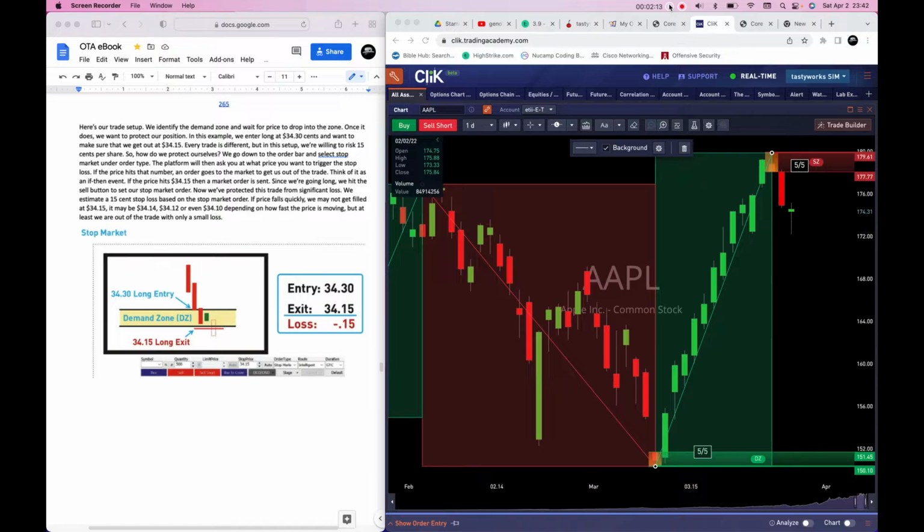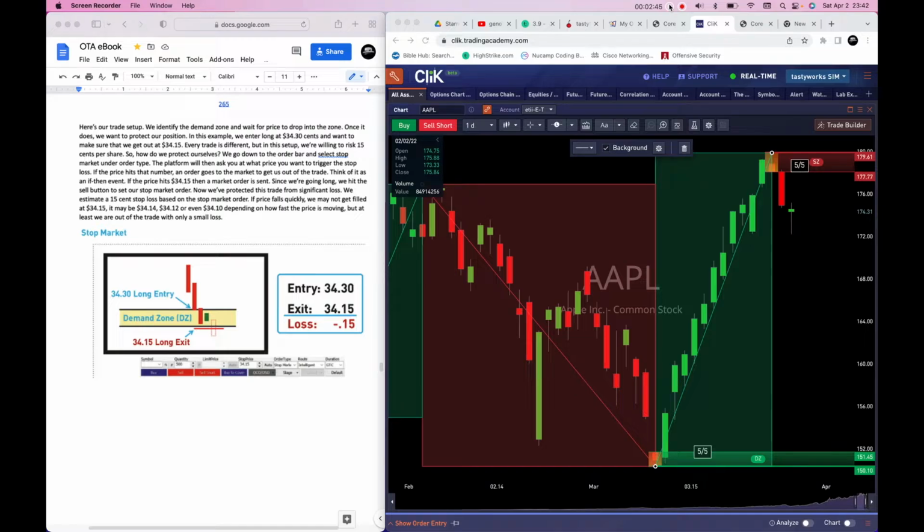The platform will then ask you at what price you want to trigger the stop loss. If the price hits that number, an order goes to the market to get us out of the trade. Think of it as an if-then type of event. If the price hits $34.15, then a market order is sent. Since we're going long, we hit the sell button to set our stop market order. Now we've protected this trade from significant loss.